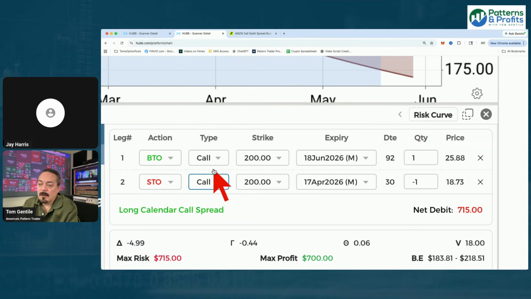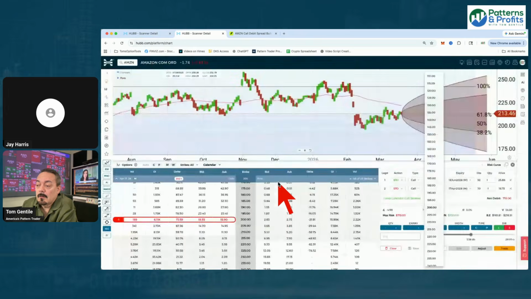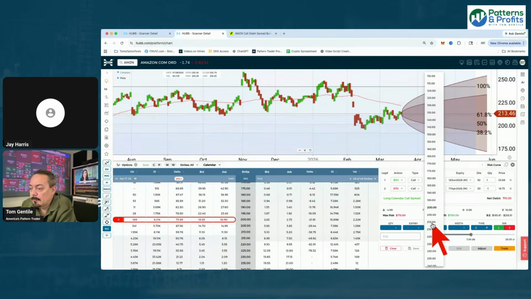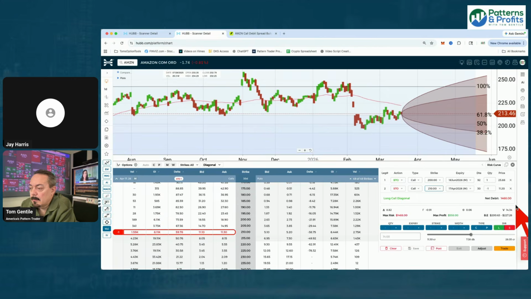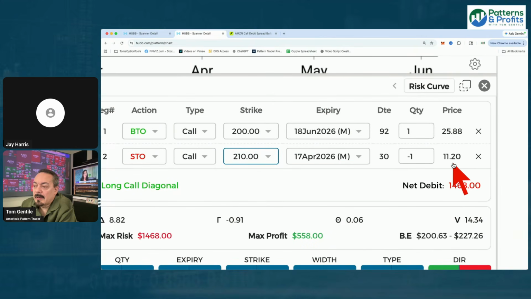So check this out. Long the 200 in June, $25.88. Short the 200 in April, you're bringing in $18.73. In my head I was thinking I had to look at the risk graph, but it didn't look correct. Now it looks correct. Now I could look at the 210s. If I put the 210 in there, they're bringing in about 11.20. You're almost bringing in half the value just for the 30-day option on the short side.